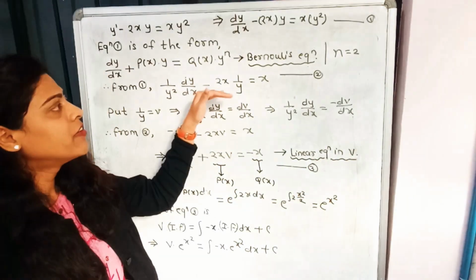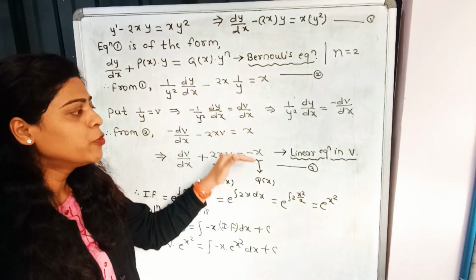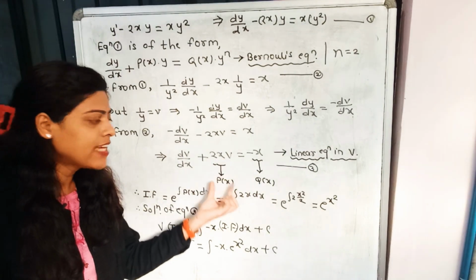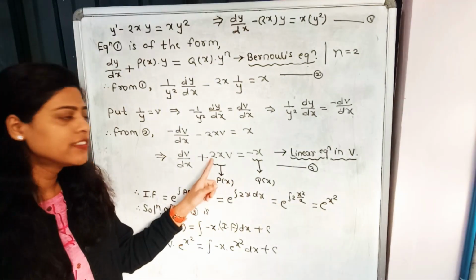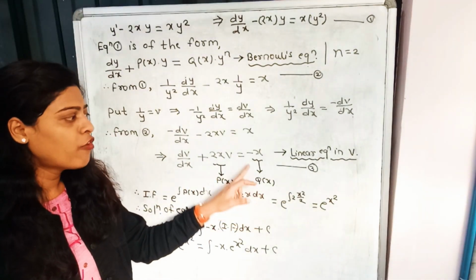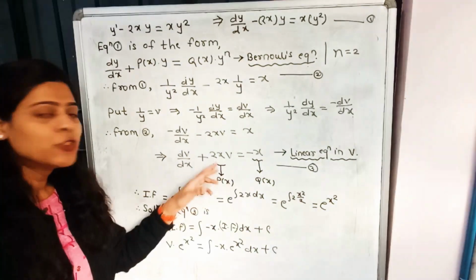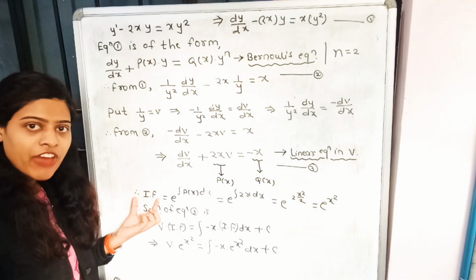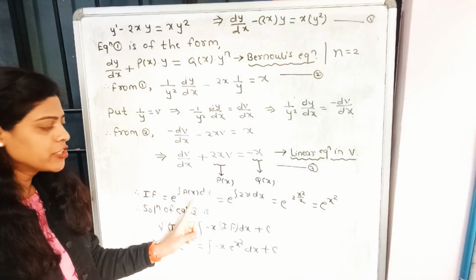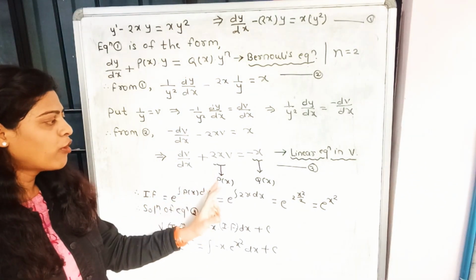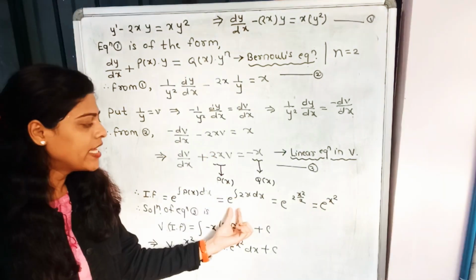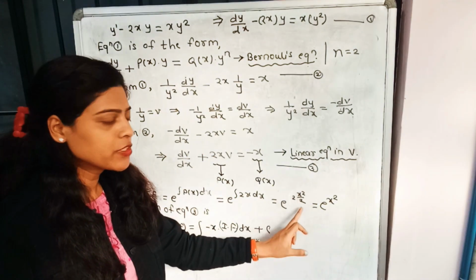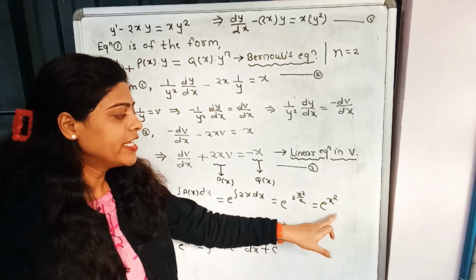That is, we have converted this Bernoulli equation into a linear equation. Now we take p(x) equal to 2x and q(x) equal to minus x. To solve this equation, we can use an integrating factor. The integrating factor is equal to e raised to the integral of p(x) dx, where p(x) is 2x. So e raised to the integral of 2x dx is equal to e raised to 2 times x squared divided by 2. Then we get e raised to x squared.